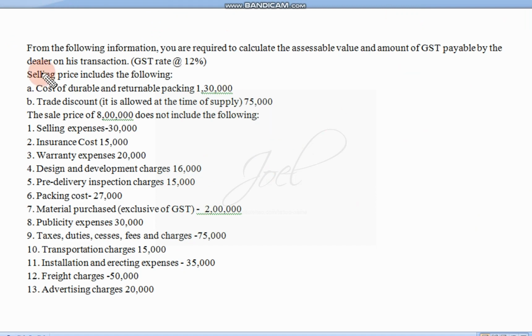We'll see. We have a problem in front of us. Here it says, from the following information, you are required to calculate assessable value and amount of GST payable. So these two things are asked of us. One is assessable value, other one is GST payable, by the dealer on his transaction. GST rate is given here. So 12% will be the GST rate.